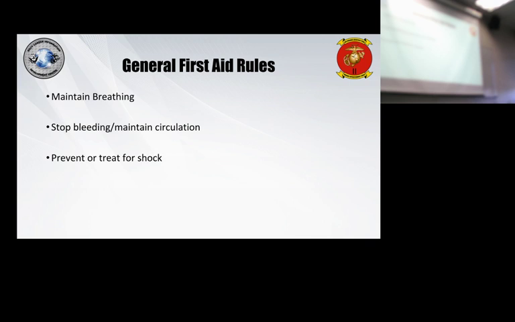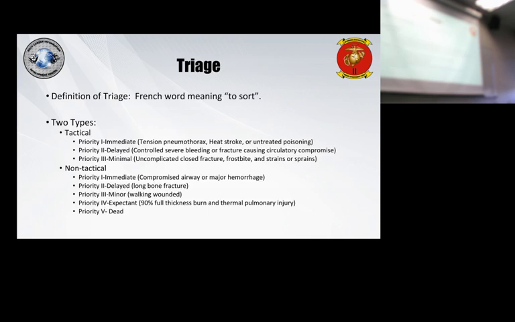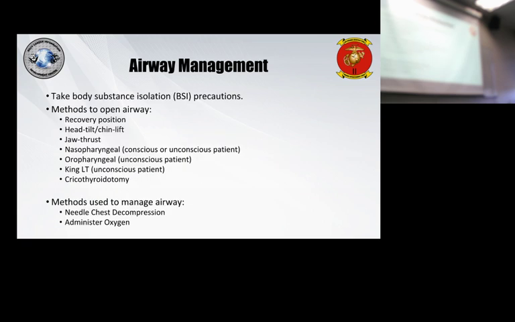Next. So for triage, this changed since I came in the military. For tactical, you have your priority 1 through 3, and then non-tactical is 1 through 5. The main difference that I've seen for priority 3 is minimum and minor, but they're basically exactly the same going through. You know the definition of triage, the French word. Airway management, maybe jaw thrust or head tilt is the only thing I've seen on there for airway methods. Next.